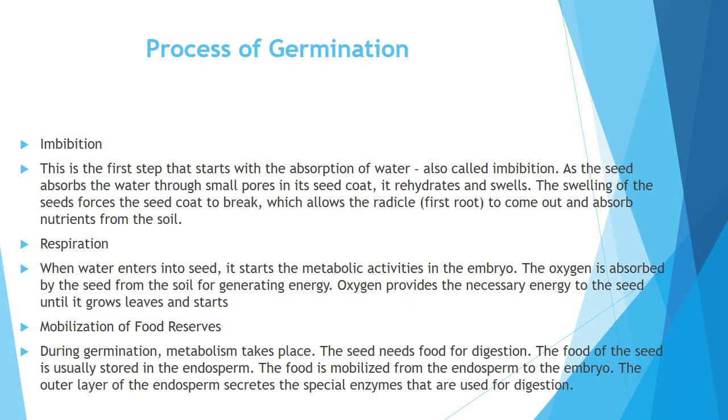Process of germination. Imbibition. This is the first step that starts with the absorption of water, also called imbibition. As the seed absorbs the water through small pores in its seed coat, it rehydrates and swells. The swelling of the seed forces the seed coat to break, which allows the radicle, the first root, to come out and absorb nutrients from the soil.